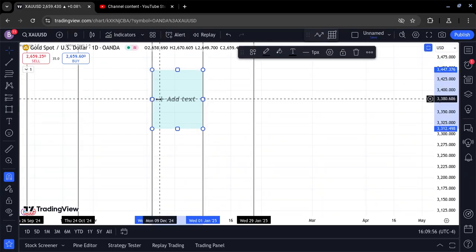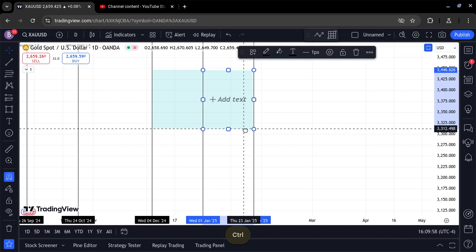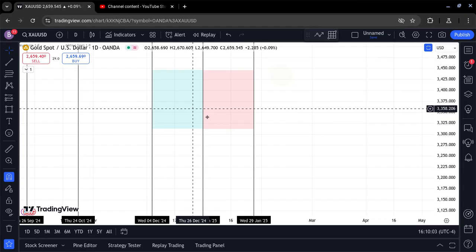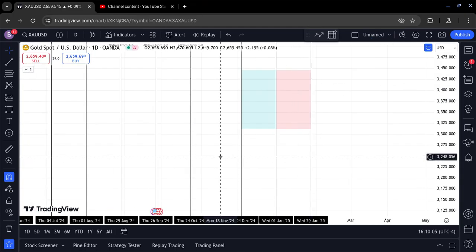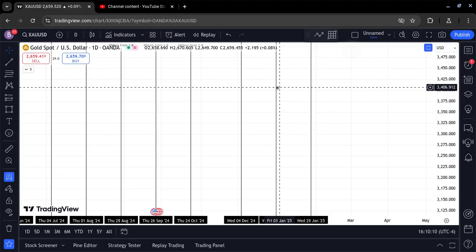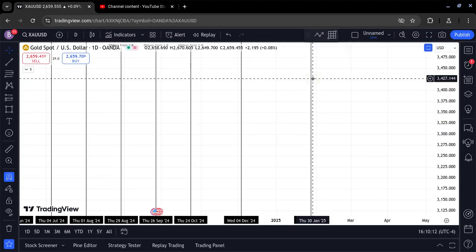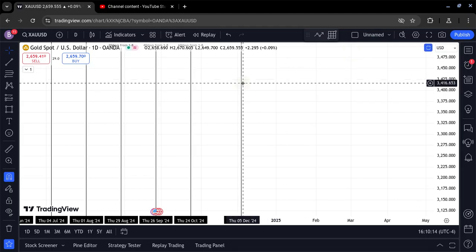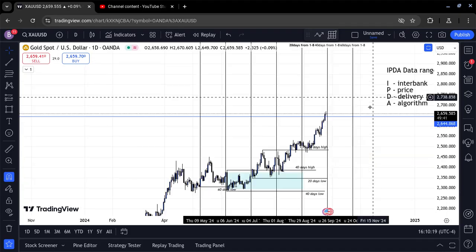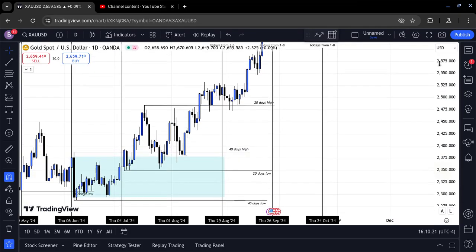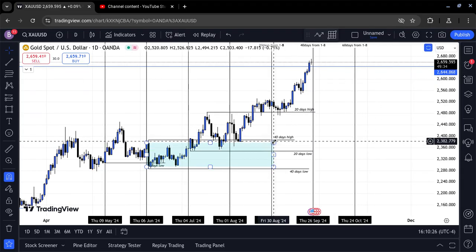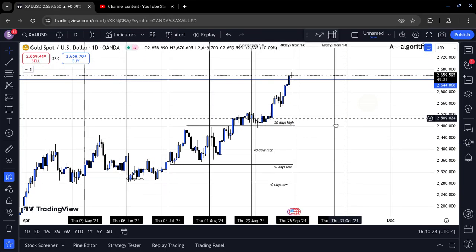These two ranges, one and the second one, these are your dealing ranges right here. And in these dealing ranges, you're supposed to look for the premium and discount prices. If you're bearish, you should look for bearish setups in the premium zone, and if you're bullish, you look for your longs in the discount zone. Correct?